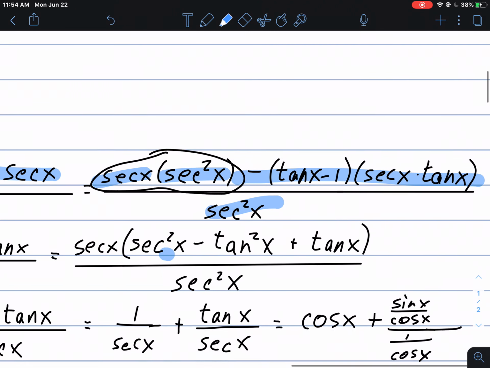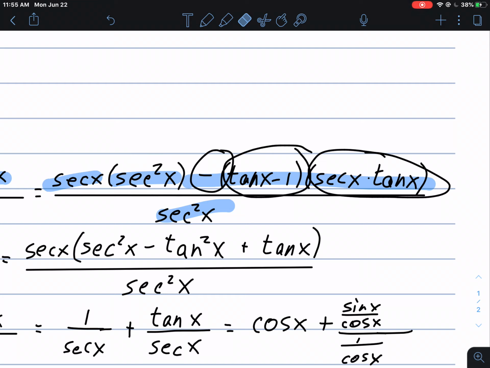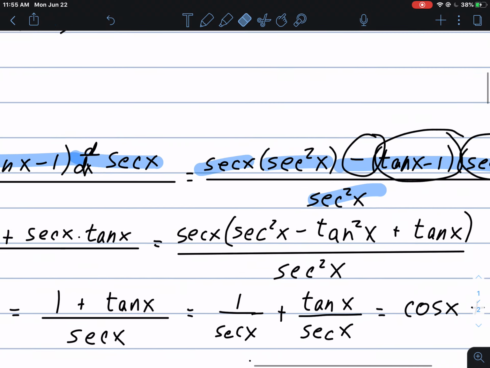Second part, I've got this secant tangent times the tan x minus 1. I also have this negative right here. So I went ahead and combined those. I'm trying to get rid of that, combining those all into one step. In other words, I need to multiply those two together and also the negative. So I've got that secant tan times tangent times that negative in front of that. So I've got negative secant tangent squared.